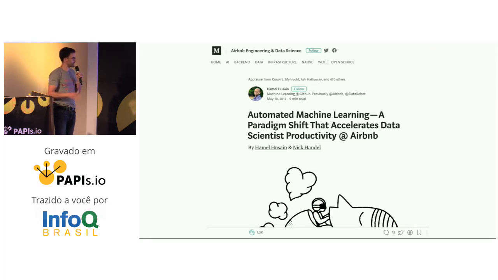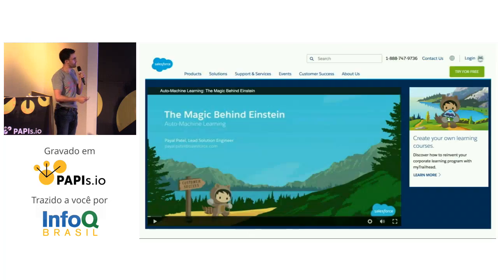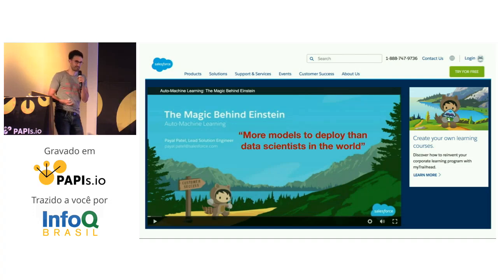But it's not just fancy machine learning products and research projects. There's also major companies that do automated machine learning in production. I'm taking two examples because we've got a speaker from Airbnb, that's one. And the other one is Salesforce. And we had a talk from someone at Salesforce a couple of years ago, I think. And what that person was saying is that they have more models to deploy than there are data scientists in the world. And in those cases, the only solution is to automate part of the job of the data scientist.